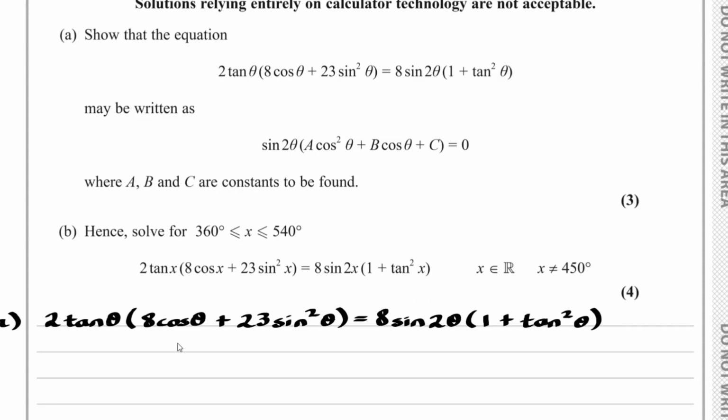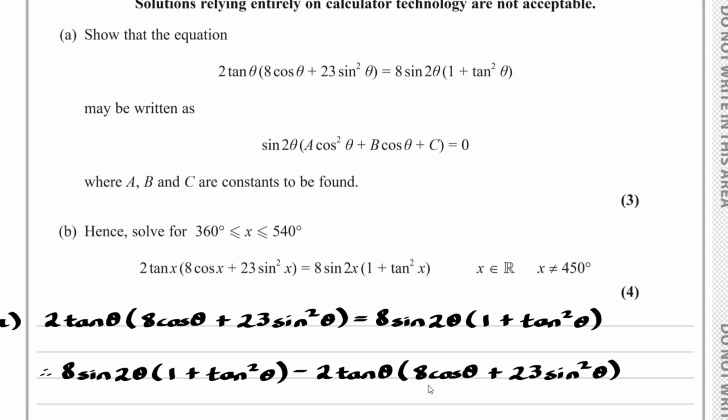So for part A, we begin with our given equation as we see here. Now I'm going to rearrange so that one of the sides is equal to 0. So I begin with this 8 sine 2 theta multiplied by (1 plus tan squared theta), and I'm going to subtract from this 2 tan theta multiplied by (8 cos theta plus 23 sine squared theta).